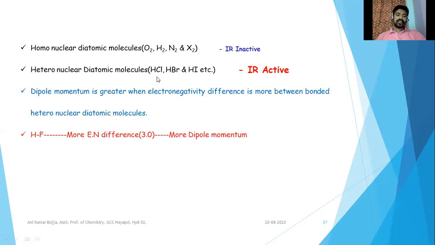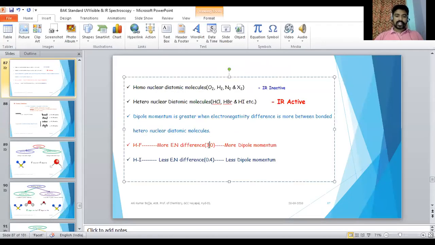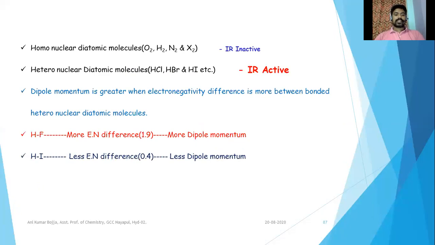HF molecule, yes. 2.1 is the electronegativity of hydrogen, 4.0 is the electronegativity of fluorine, so if you subtract the values, we will get 1.9. The electronegativity difference is not 3, it is just 1.9. Right, let me correct this value. So the more the dipole moment, the more intense bands we will get in IR spectroscopy.